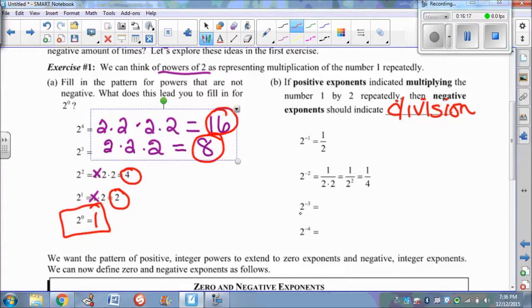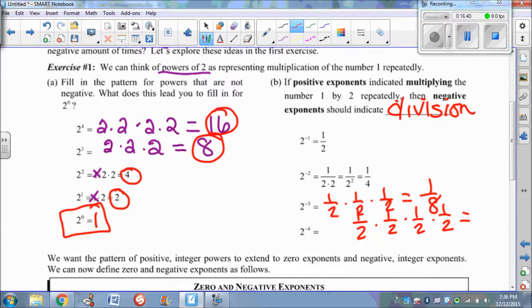So then what is your prediction for this 2 to the negative 3? Hopefully you're seeing what's happening, and that's going to get you to 1/8. And then continue 2 to the negative 4, is 1/2 4 times, which something is so wrong with my stylus tonight. Where are we?